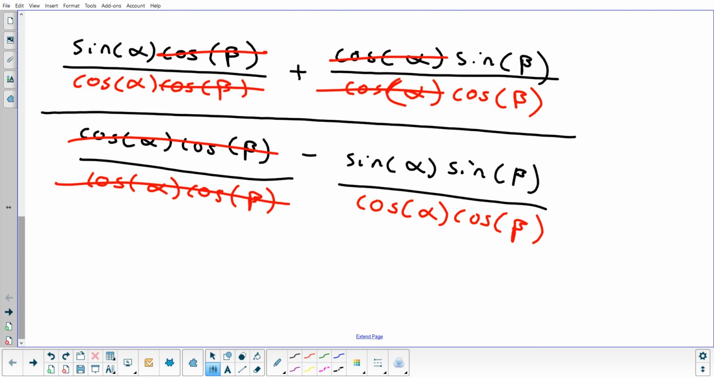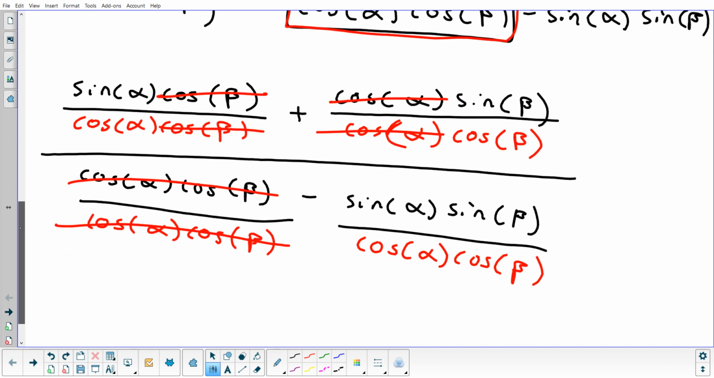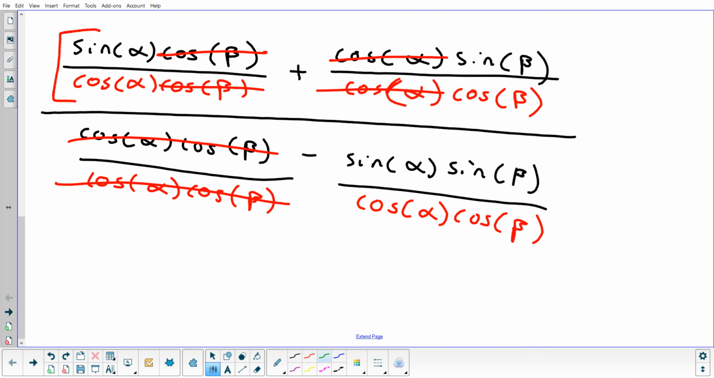And how about the last one? When we simplify, tangent. We'll look at that in a second, but is there anything that cancels first? Okay, so we've canceled out everything we can. Now, let's focus on what's left.